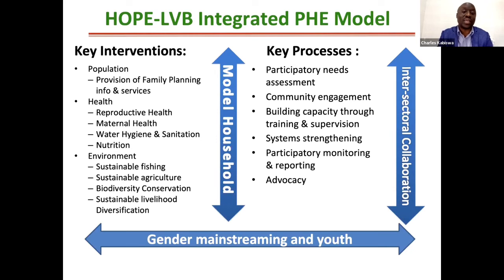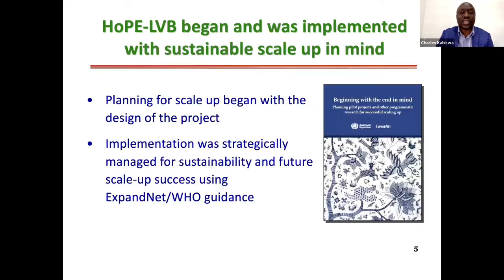All of these were being demonstrated within pilot model households in different villages across East Africa. We had key processes which included participatory needs assessment, research that informed the baseline, community engagement, capacity building, system strengthening, especially health system strengthening, monitoring, reporting, as well as advocacy. But we had gender and youth cutting across all these interventions.